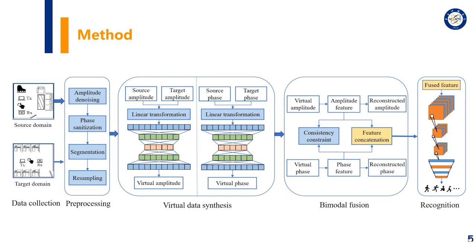Before virtual data synthesis, the amplitude and the phase are retrieved from CSI, undergoing noise reduction in amplitude and shift removal in phase. After bimodal fusion, the fused features of the virtual samples are used to train the action classifier and recognize the actions in the target domain.